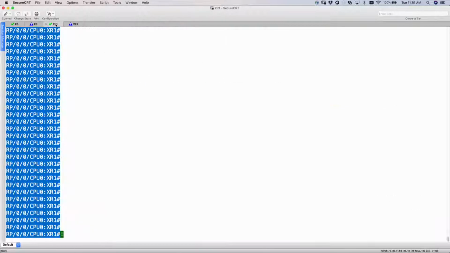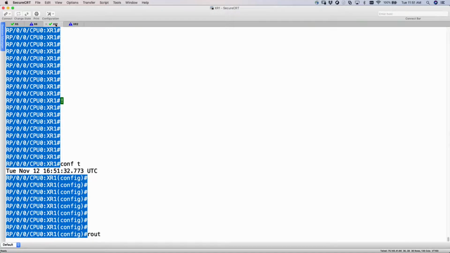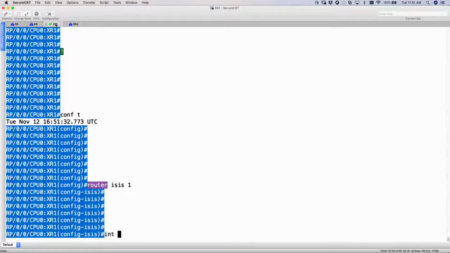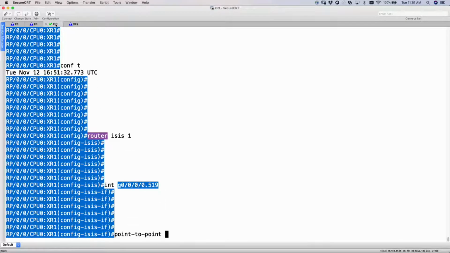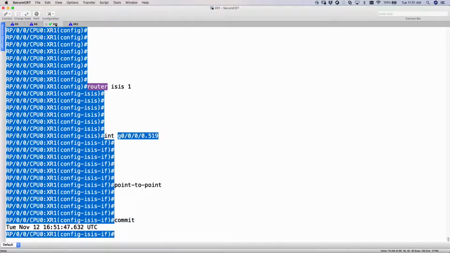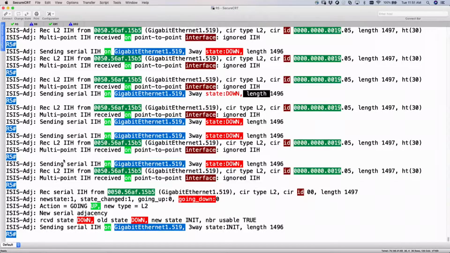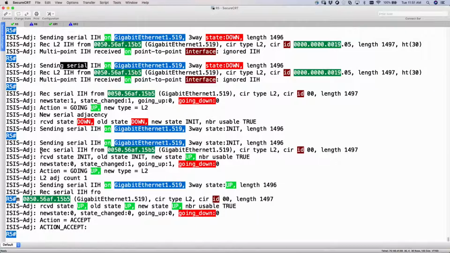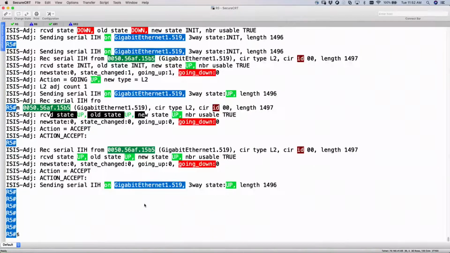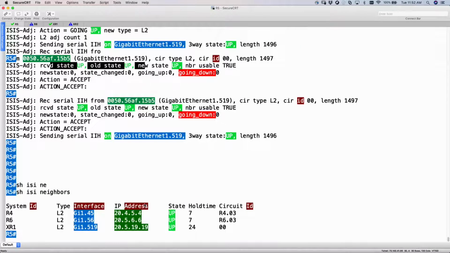Let's now go to XR1 and configure my network type. So router isis 1, go to your interface gig 0/0/0/0.519, and here I would change my network type to point-to-point. Let's do a commit. Once I do a commit, you would see that the hellos sent by R5 are serial, and he would receive serial as well, which you can see here. This makes my neighborship come back up. The state is now back up, and show isis neighbors shows me that my neighborship is up.